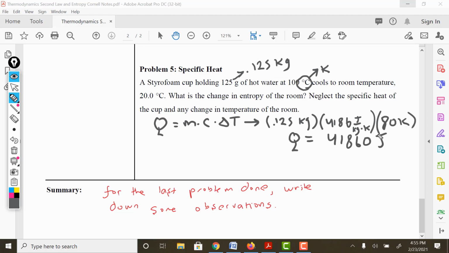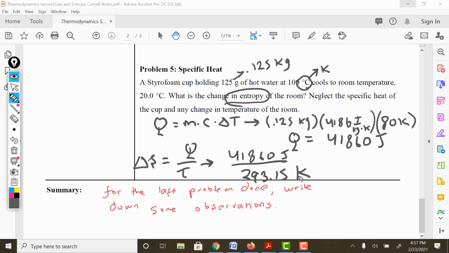But we're looking for the entropy, the change in entropy. So that's going to be delta S is equal to Q over the temperature, right? So this is going to be that 41860 joules. And of course, this is me changing the 20 degrees Celsius to Kelvin. That is 142.79 joules per Kelvin. For the last problem we just did, write down some observations that you noticed. That's all there is to it.